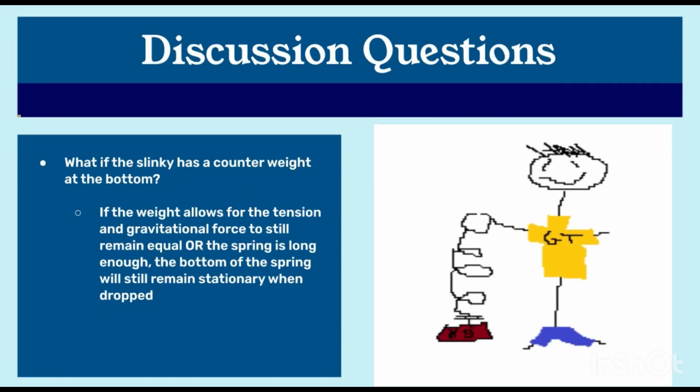For further analysis and thinking, I created a discussion question which asks: what if the slinky had a counterweight at the bottom? On the right, you see a picture of myself and a slinky with a weight on the bottom. What I concluded is that if the mass at the bottom of the slinky allows for tension and gravitational force to still remain equal, or if the spring is long enough for these forces to again remain equal, then the bottom of the spring will still remain stationary when dropped. However, if the force of the mass is too much, then I think the bottom of the spring would fall before the top reaches it.